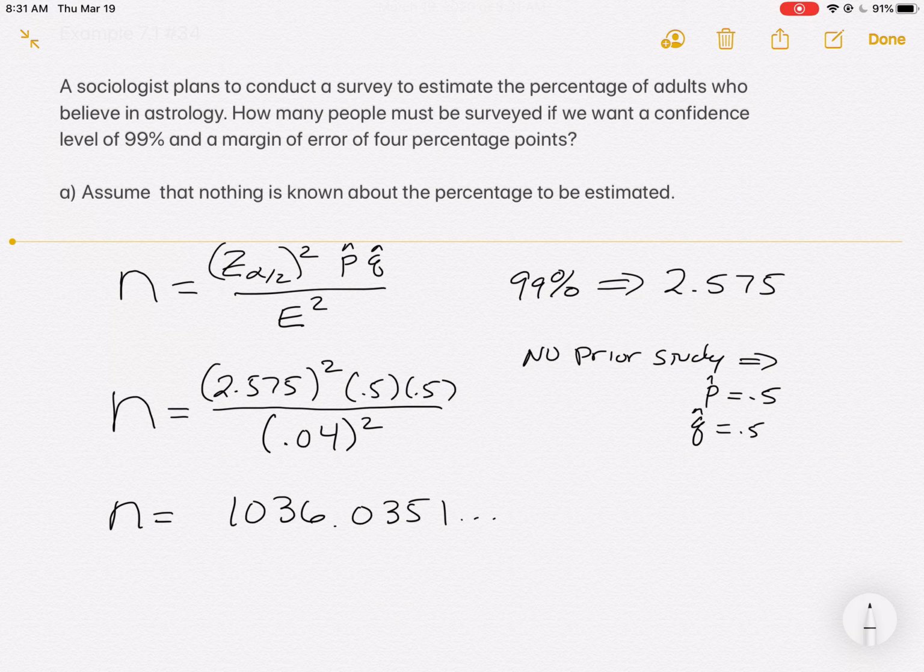N is a sample size, and this is the bare minimum sample size to achieve in order to be 99% confident that we're off by no more than 4 percentage points. So I have to be at this level or higher. But N is the number of people I need to talk to, so it doesn't make sense to talk to 0.035 of a person. And so we're always going to round N up, because 1036 is too small. It doesn't meet that threshold of 1036.035. So I call it the don't be lazy principle. Let's go talk to one more. So the answer for this problem is 1037 randomly selected adults would need to be seen.